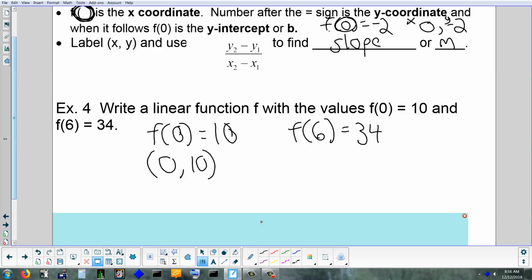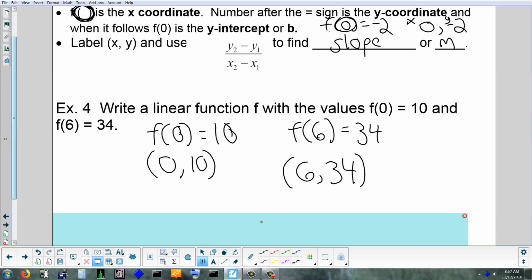Like we talked about in the notes, the number inside the parentheses is my x. The number that it equals is my y. So it would be 0, comma 10. How about that second one? It's in function notation. Make it a coordinate. What, comma what? 6, comma 34. What's inside the parentheses is the x. What it equals is the y.